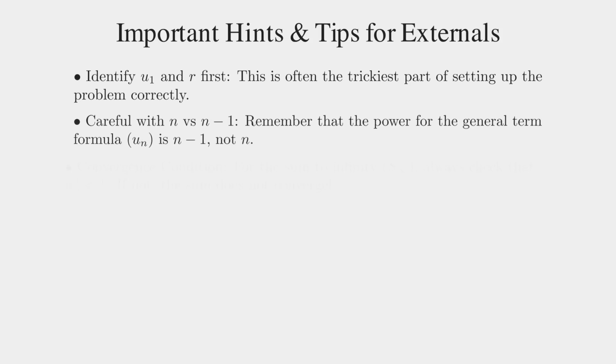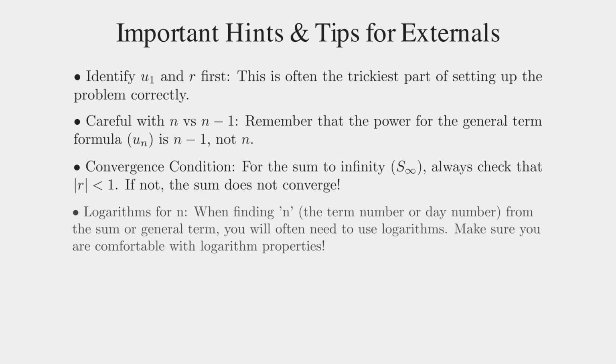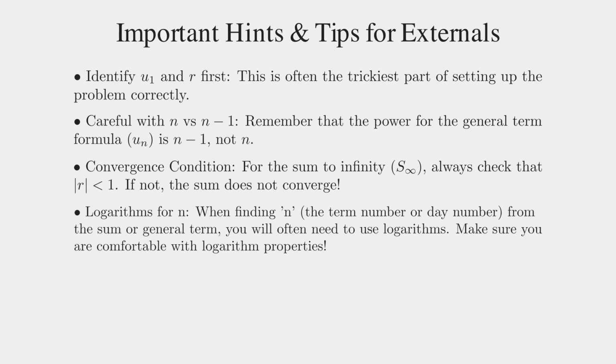Double check that. Thirdly, for sums to infinity, always explicitly state the convergence condition, absolute value of r is smaller than 1. Now, if it's not met, explain why the sum to infinity does not exist. This is the case where it is divergent, of course. And finally, when a problem asks you to find n, for example, which day something happens, you will almost certainly need to use logarithms. So refresh your logarithm rules to ace these questions.